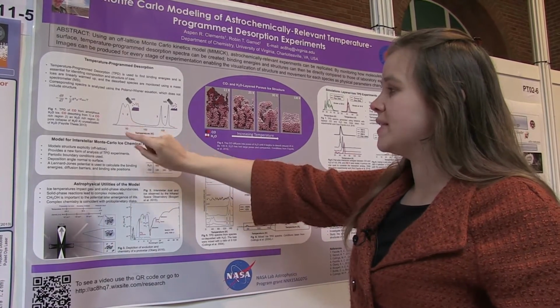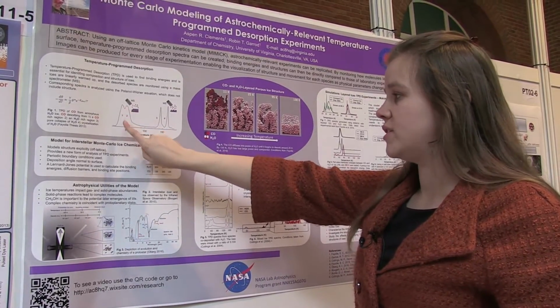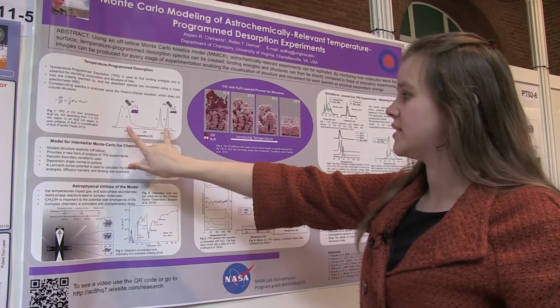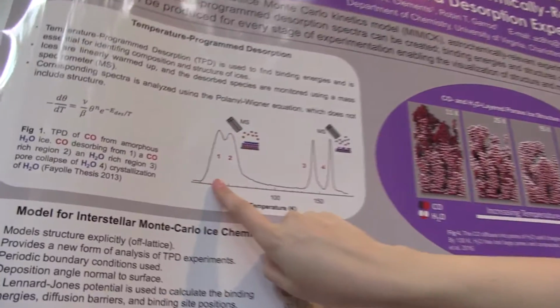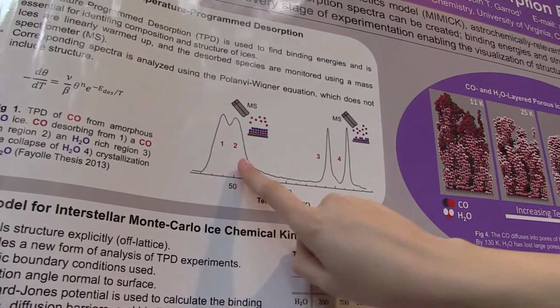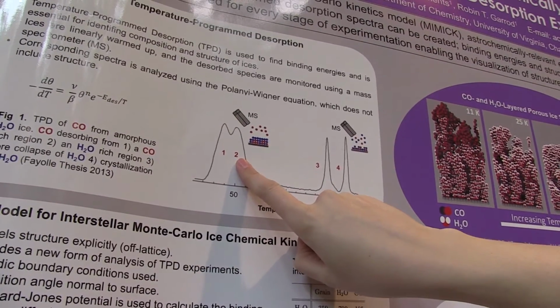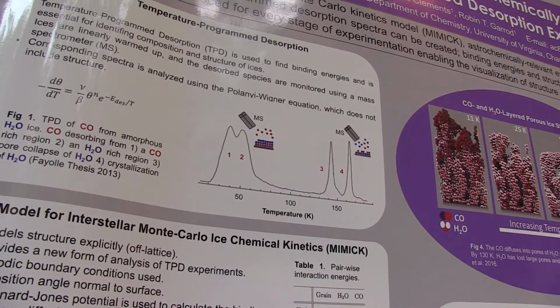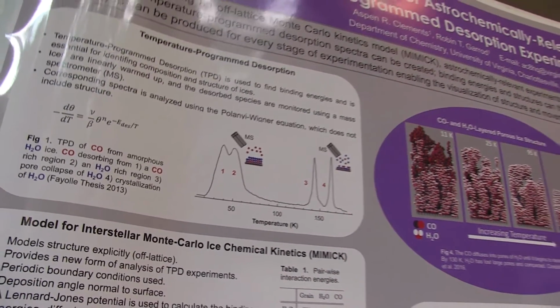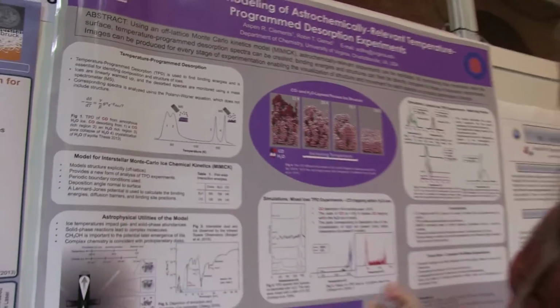And based on the molecules within the ice, you'll see different peaks. So in this case you have a CO ice, and so you'll have a peak here for CO coming off of a CO-rich environment, and then CO coming from a water-rich environment, and then actually you'll have these peaks from when CO is trapped within the ice and then it can finally erupt from the ice once that water starts moving around.